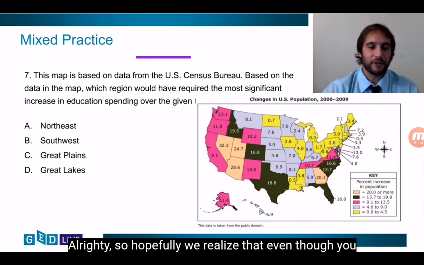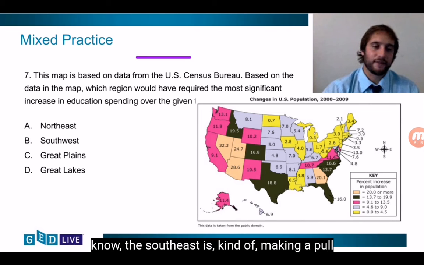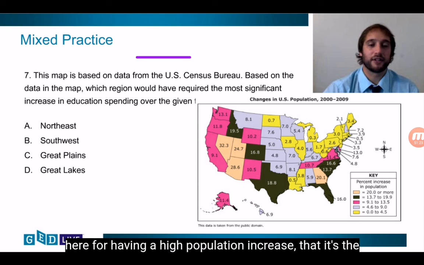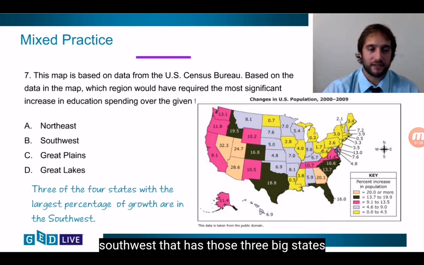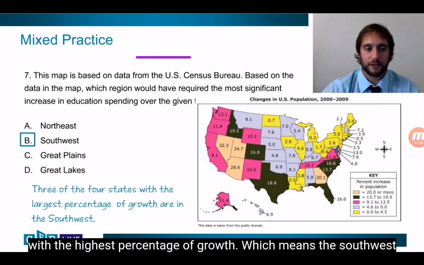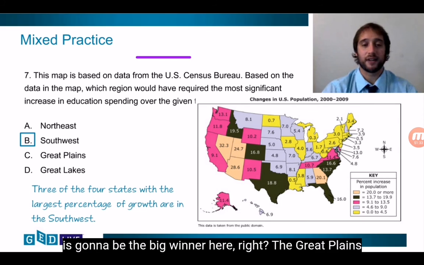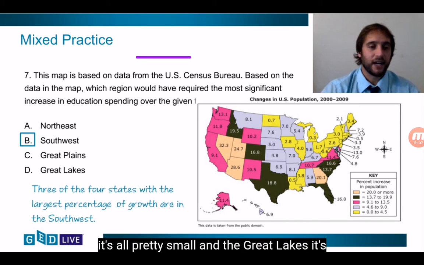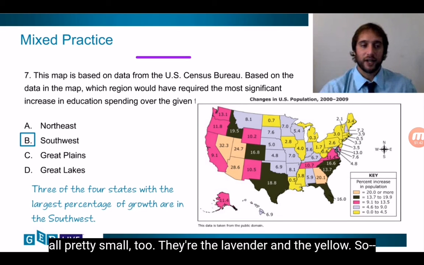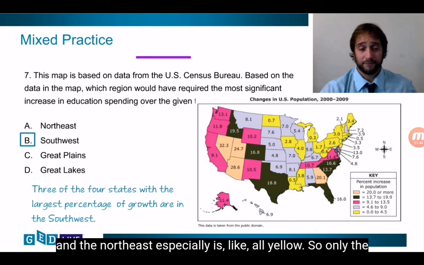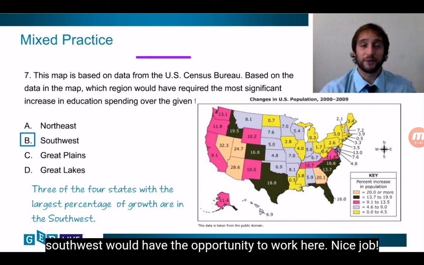All righty, so hopefully we realize that even though the Southeast is kind of making a pull here for having a high population increase, it's the Southwest that has those three big states with the highest percentage of growth, which means the Southwest is going to be the big winner here, right? The Great Plains, it's all pretty small, and the Great Lakes, it's all pretty small too. They're the lavender and the yellow. And the Northeast especially is like all yellow. So only the Southwest would have the opportunity to work here.